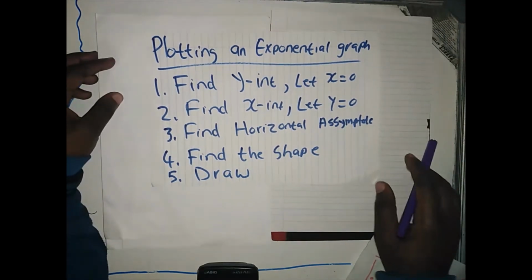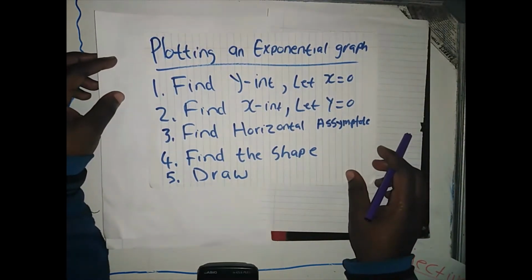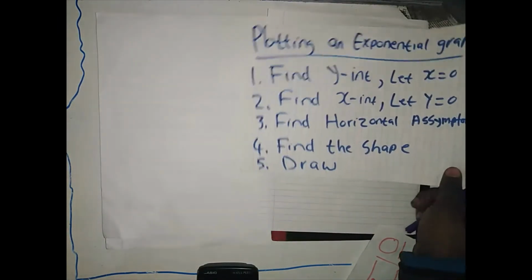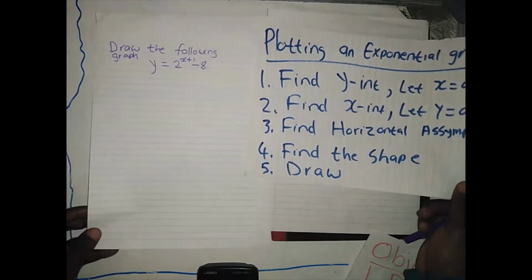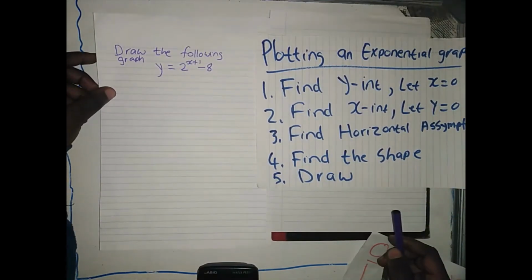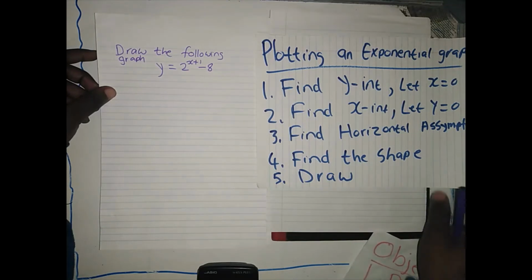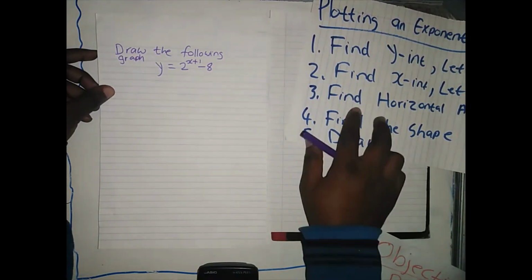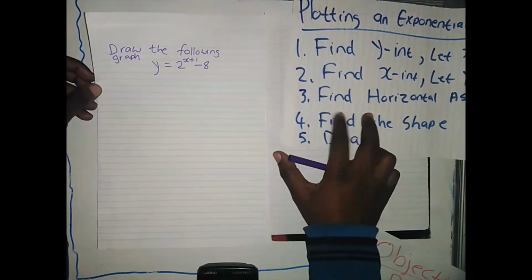And I know some of you are very confused right now, and you are saying, Mr. Makaba, what are you saying to us? Okay, let's just put this into an example. Here is an equation. You are supposed to draw the following graph, which is y is equal to 2 to the power x plus 1 minus 8. So we said the first step is to do what?